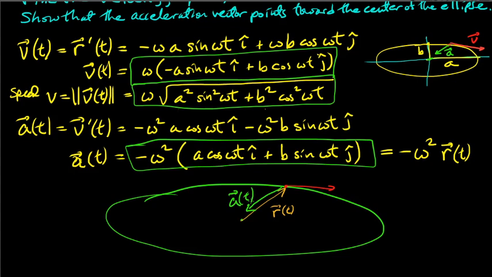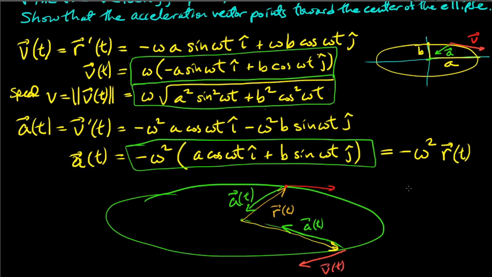So, and that's for any t. As you move along the ellipse, at a different time the acceleration vector will change, but it will still point toward the center. And the position vector will also point away from the center. And again, the velocity vector will point tangent to the ellipse, something like this.